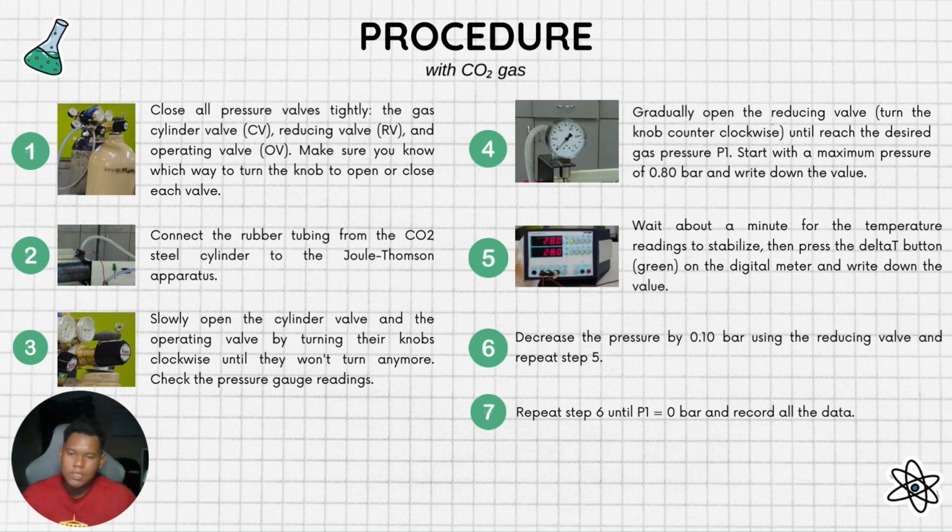Next step, when the temperature readings have stabilized after about 10 minutes, after about 1 minute, press the delta T button on the digital meter and record the value. Step 6, reduce the pressure P1 by 0.1 bar using the reducing valve and repeat step 5. Last, repeat step 6 until P1 is equal to 0 bar and record all the data.